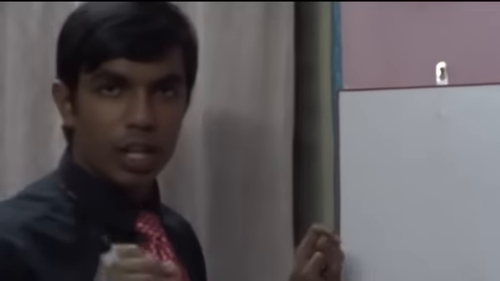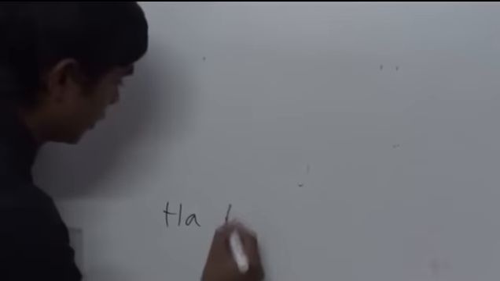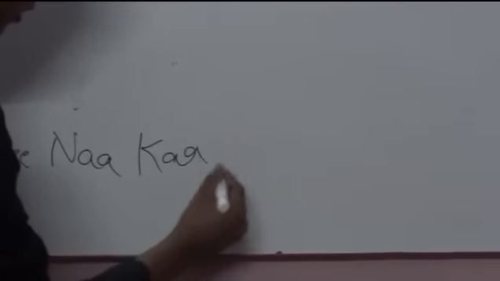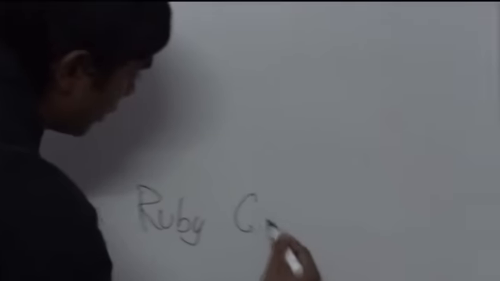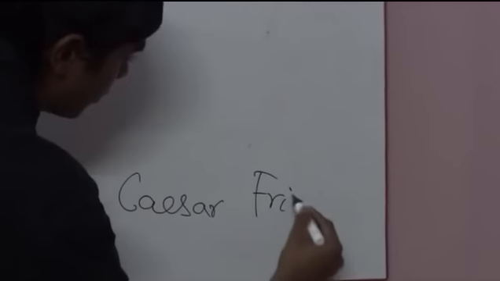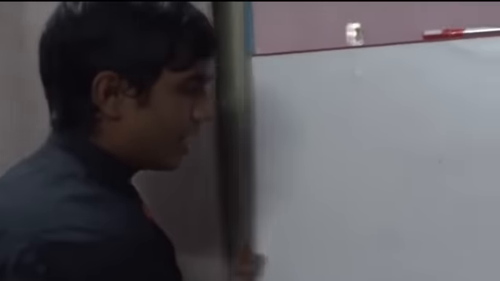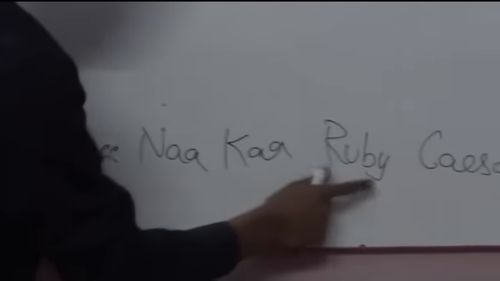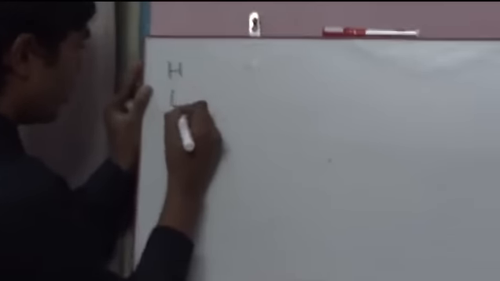From group 1, we will try to remember each and every element name by some simple lyrics which will stick in our brain. So to draw the group 1 elements, we will use the lyrics: Ha Li Na Ka Ruby Scissor Friend. Hydrogen, lithium, sodium, potassium, rubidium, cesium, francium. So we will write the periodic table. Ha Li Na Ka Ruby Scissor.